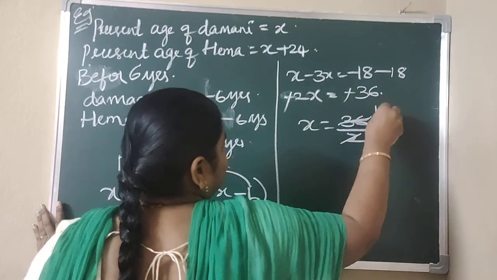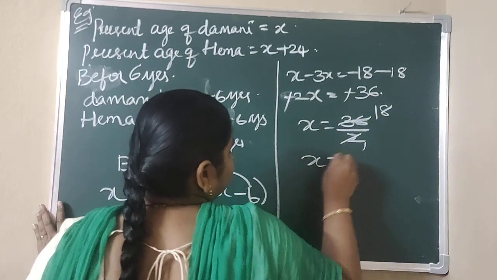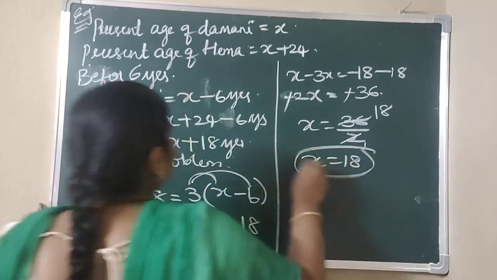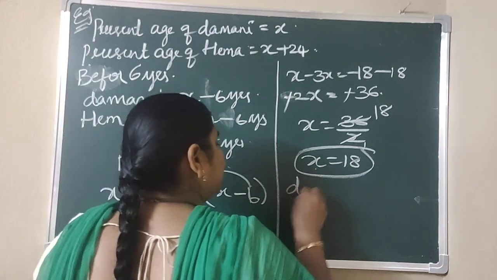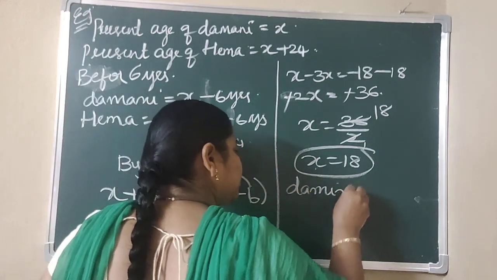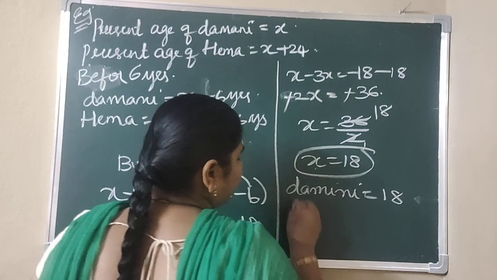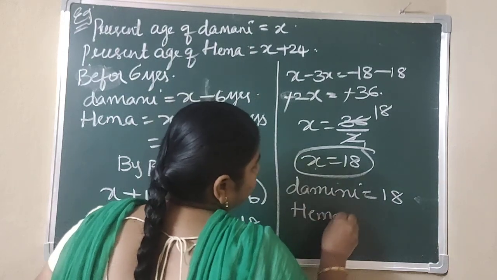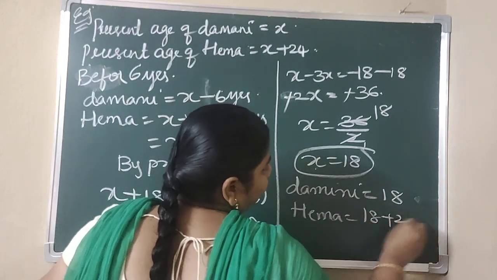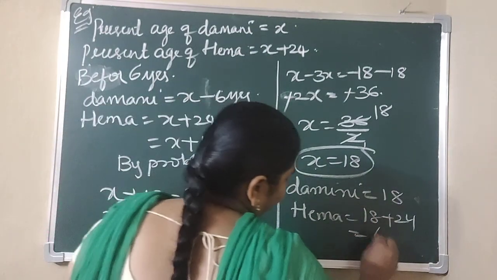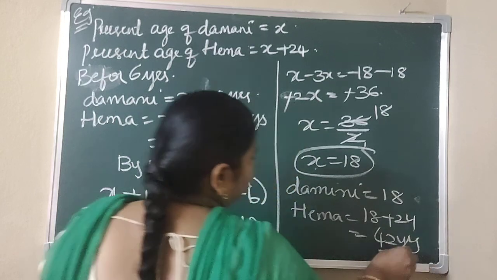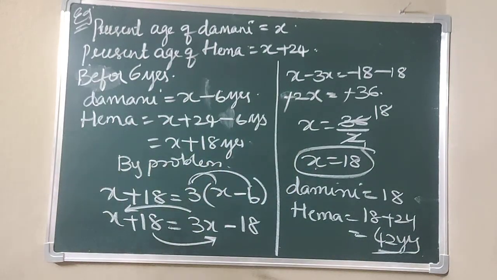2 18s are 36. So what is the x value here? 18. So what is x? x is nothing but Damini's age. So Damini is 18 years. And what is Hema? Hema will be 18 plus 24, that will be equal to 42 years. So this is our next solution.